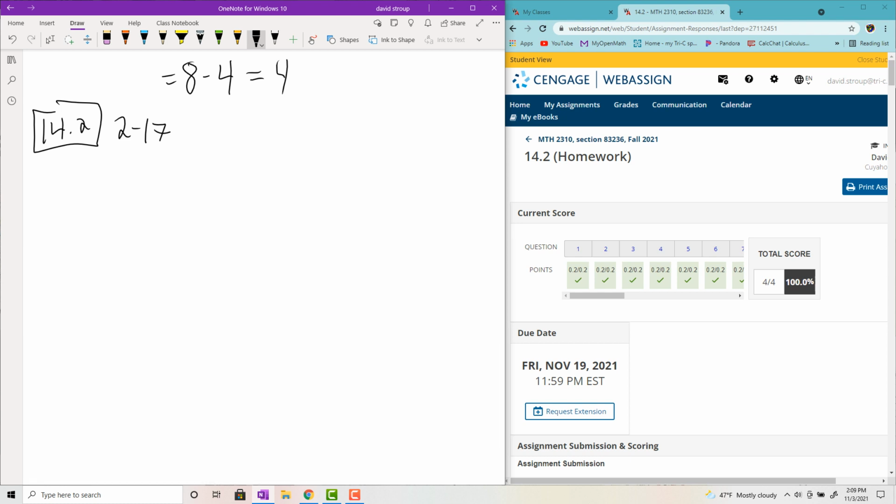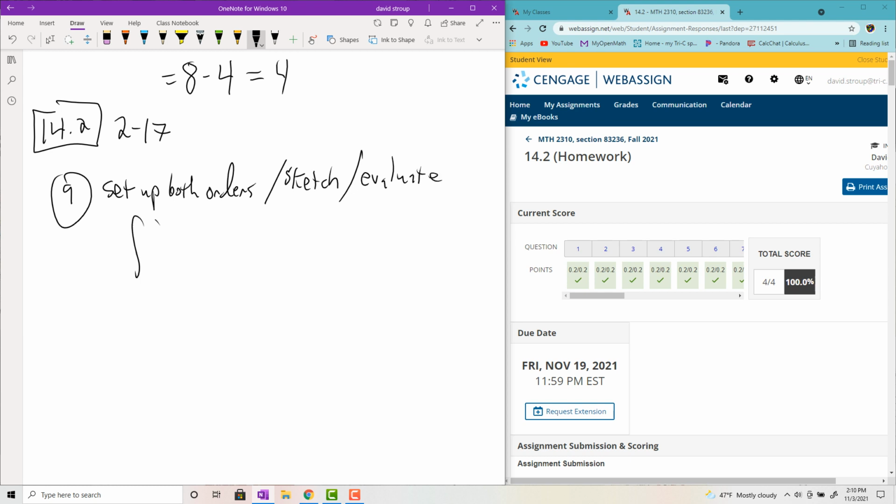So let's look at number 9. They want us to set up both orders, sketch, and evaluate. Okay. And they're giving us a double integral over this region R of y all over 1 plus x squared dA. And the region is bounded by the curves y equals 0, y equals square root x, and then x equals 25. So let's get a graph.